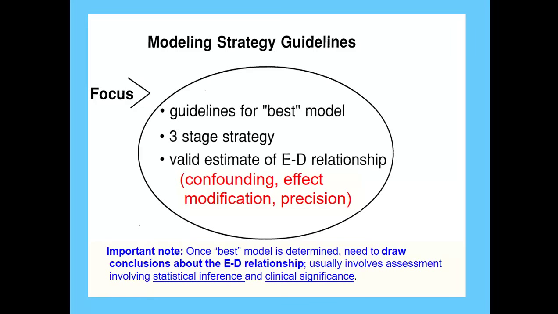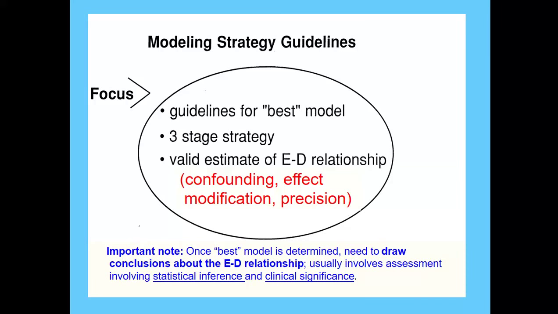Now, there is another goal, but that's not what we're going to be focused on. An alternative goal might be just to get the model that allows you to predict the outcome as close as possible. It's a different goal.